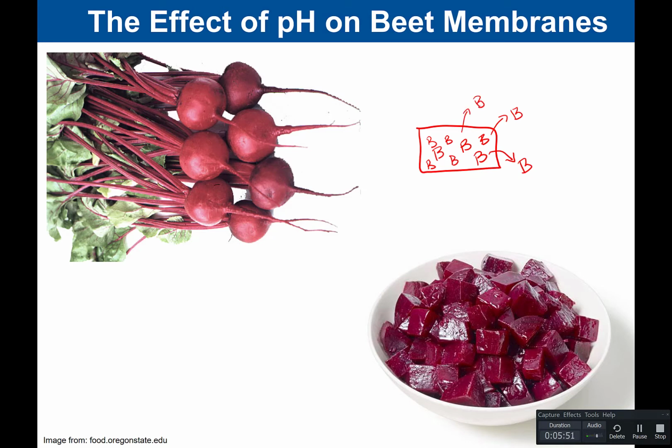And so what we're going to be doing in this experiment is putting beet cores, pieces of beet, in various pH solutions. And we want to see which pH solution causes the least amount of damage to the beet cell. And essentially what we're looking for is which one is going to keep the pigment inside the cell, meaning it doesn't end up in the solution. So here's a video demonstrating our setup for this.